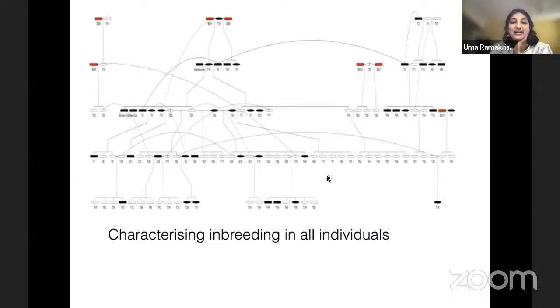This is the purported pedigree of individuals in Runthambore. This is all the individuals. You can see there's a lot of cross mating and inbreeding and so on.